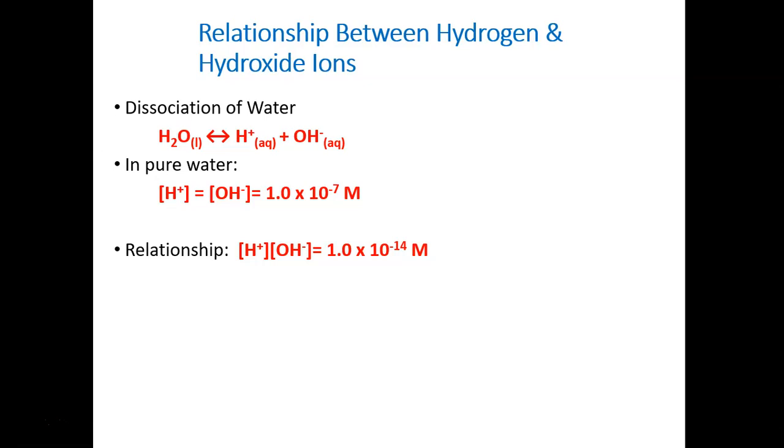So these two things have a relationship. When I multiply them together, they're always going to equal 1.0 times 10 to the negative 14th, okay? And think about multiplying 1 times 10 to the negative 7th by itself, right? When we multiply things with exponents at the same base, we add the exponents.